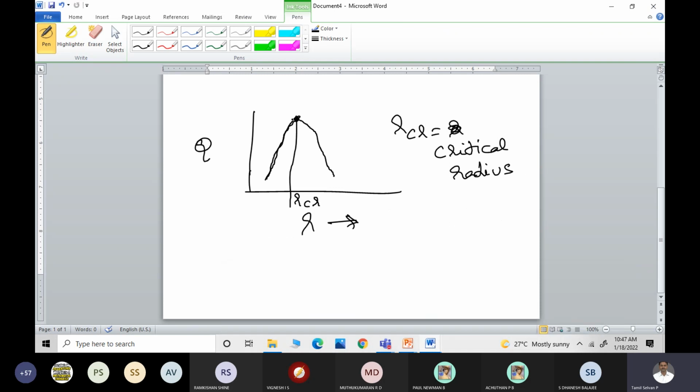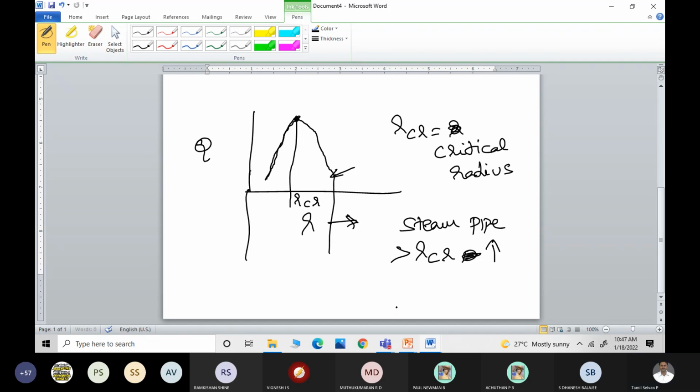So the heat transfer slowly increases, reaches a maximum value, and then reduces again. Now, when we want to provide insulation to a steam pipe, we have to give insulation with a radius greater than the critical radius, RCR. RCR should be higher. The radius of insulation should be greater than RCR.